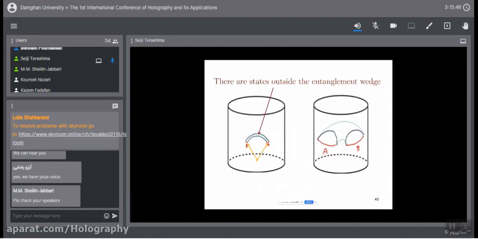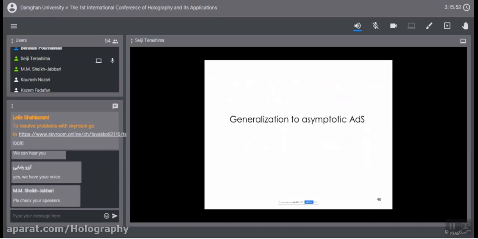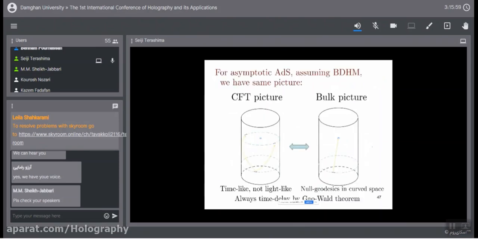But maybe I will skip this. We can generalize this picture to the asymptotically AdS case also. If we assume the BDHM relation, then we can extend this one. In this case, the CFT picture is not a vacuum but some medium, I mean, some state. So in the CFT, light cannot go with light speed. It's a time delay.